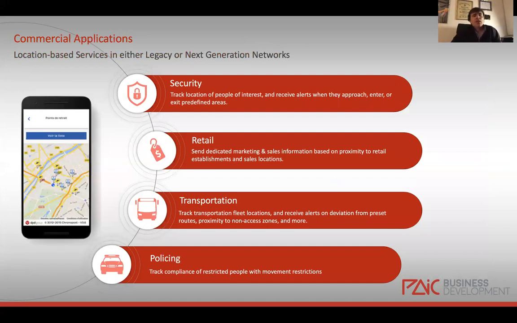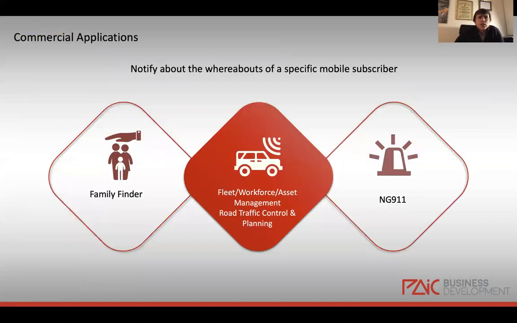Commercial applications, a lot of them. I will be brief here. Security, for tracking location of people of interest and receiving alerts when they approach, enter, or exit predefined areas. Retail, to send dedicated marketing and sales information based on proximity to a retail establishment and sales location. Transportation, truck and fleet locations, receiving alerts on deviation from preset routes, proximity to non-access zones, and many more. Policing, to track compliance of restricted people with movement restrictions. To notify about the whereabouts of a specific mobile subscriber, for example the Family Finder application, or fleet management, workforce management, asset management, road traffic control and planning, next generation 911.